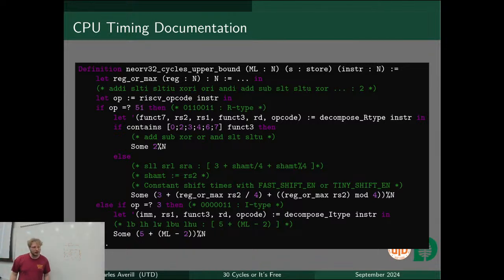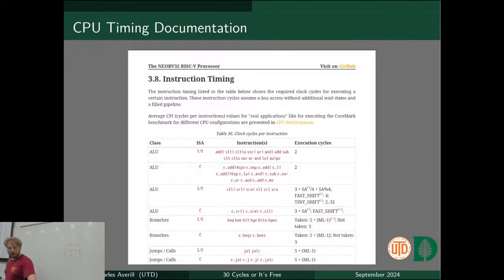And I don't have it on here, but if there is a branch instruction, right here, we see that if it's taken, it spits out 5 plus ML minus 1 cycles, otherwise 3. ML is the memory latency, which is the number of cycles it takes to grab something out of memory. It's just a variable though, we don't actually care what it is.